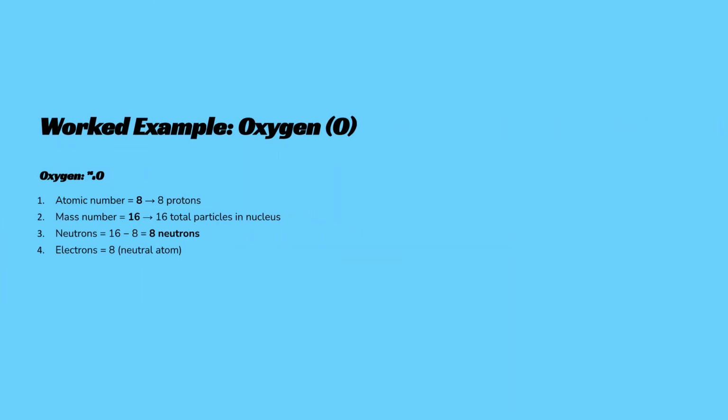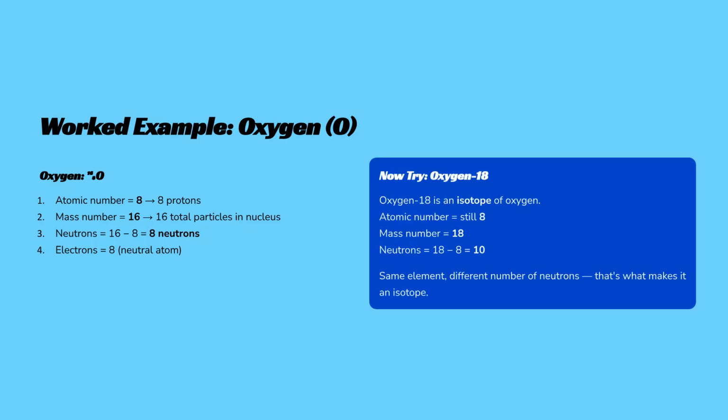Now consider oxygen. Standard oxygen-16 has 8 protons and 8 neutrons. In contrast, the isotope oxygen-18 still has 8 protons, but it contains 10 neutrons, which is why it is heavier.